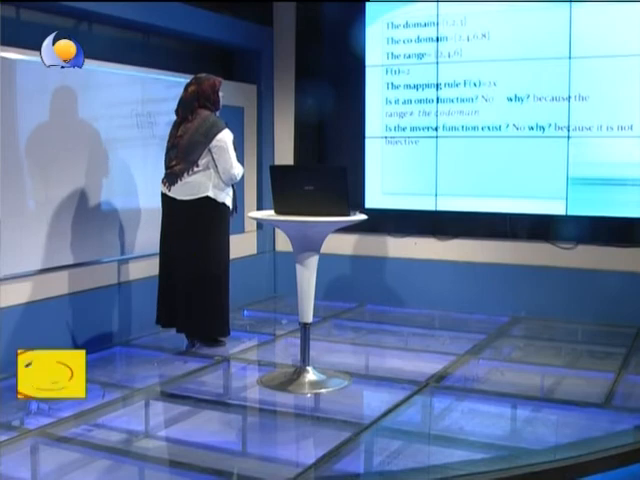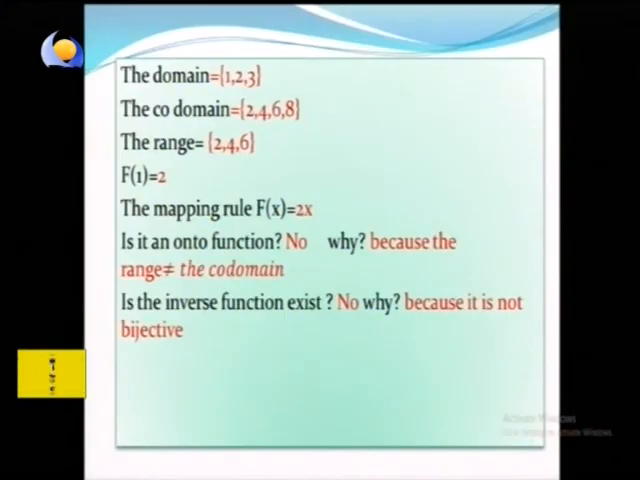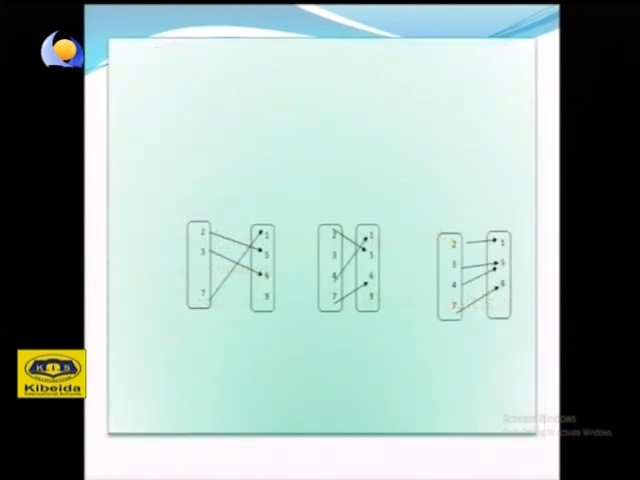Does the inverse function exist? Of course not, because we know that the inverse function exists if it is bijective. What do I mean by bijective? If the function is bijective, then it is one-to-one and onto. But here it's not one-to-one, so it's not bijective, so the inverse function doesn't exist.